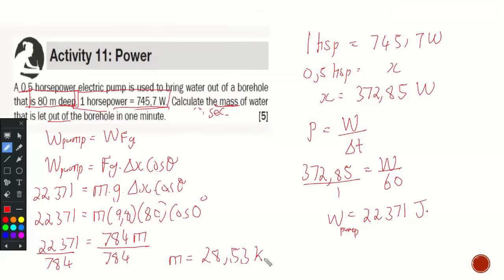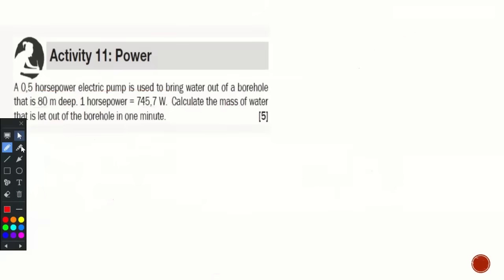28.53 kg. Right. And that's definitely that. Okay, so that's how you would go about answering that question for 5 marks, right? So, okay, let's look at a similar question.